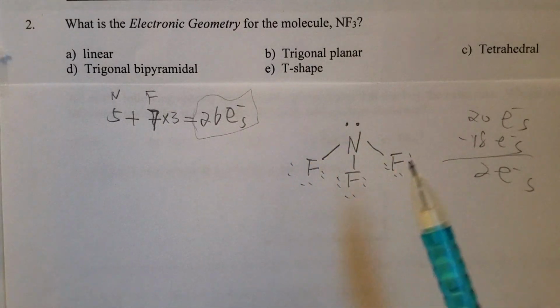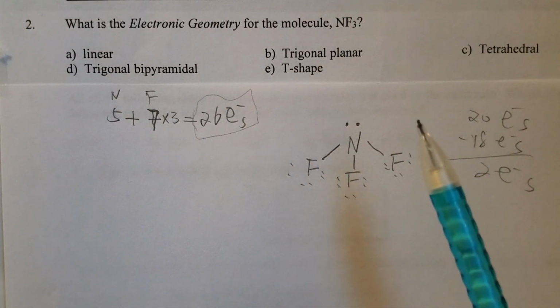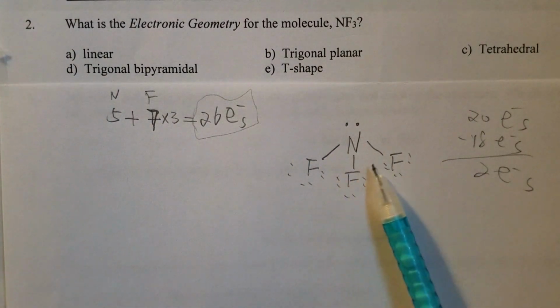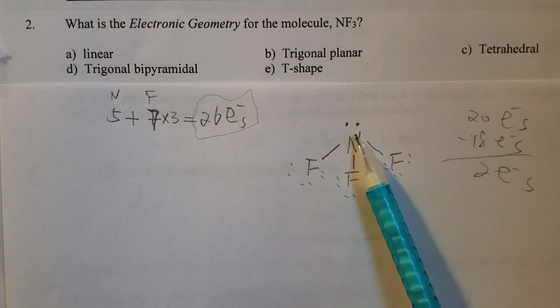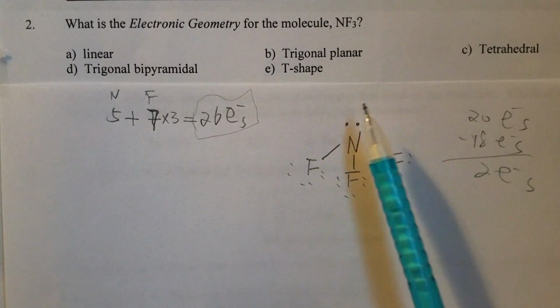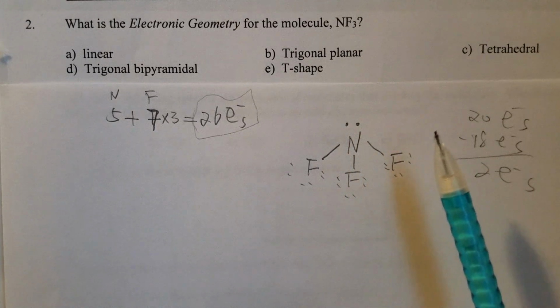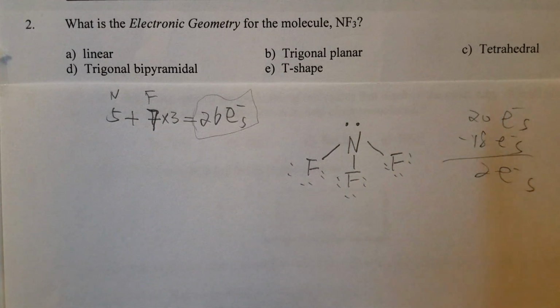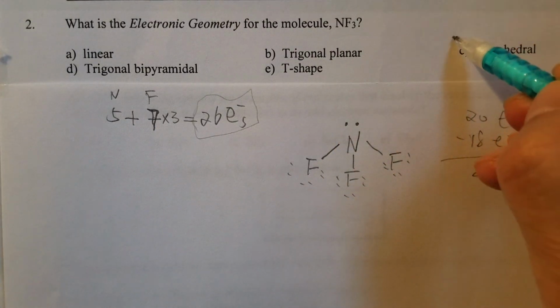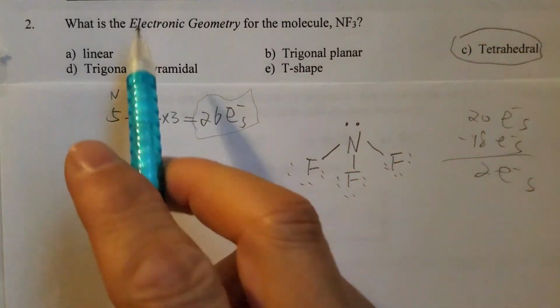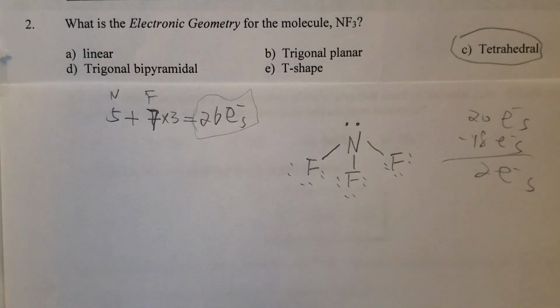So based on the electron groups, how many electron groups do we have now? We have 3 bonding groups and 1 lone pair group, a total of 4. If it's a total of 4, the geometry has to be tetrahedral. So therefore, the electronic geometry is tetrahedral.